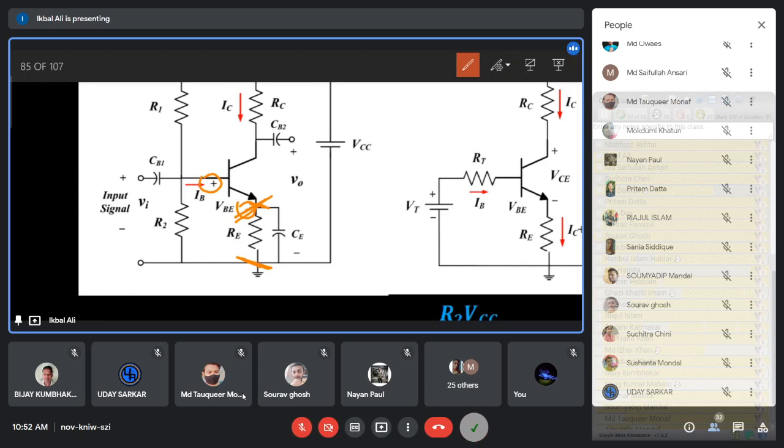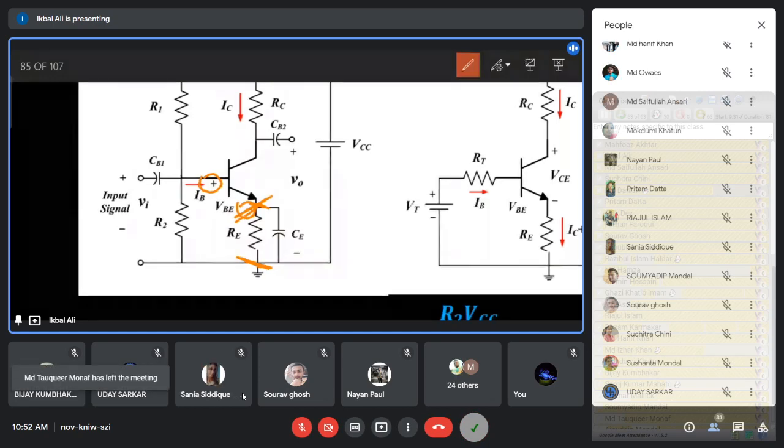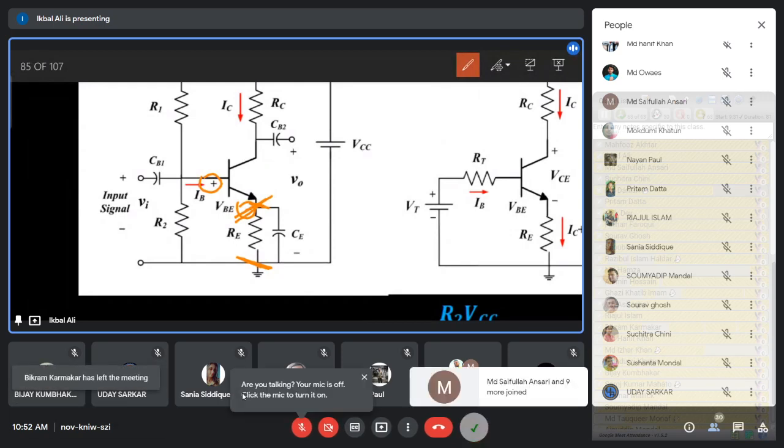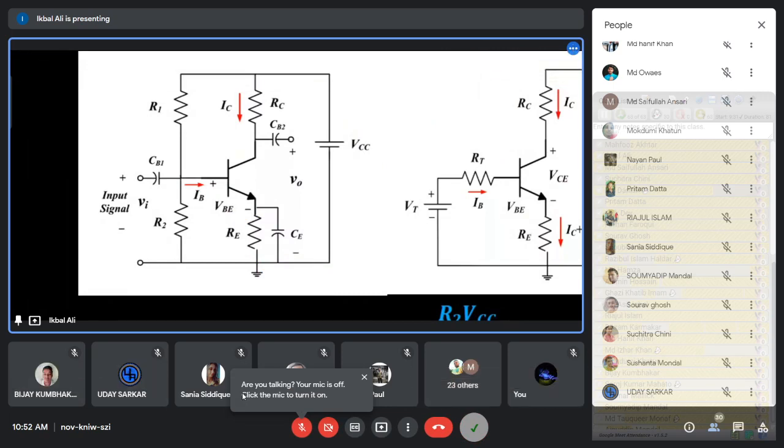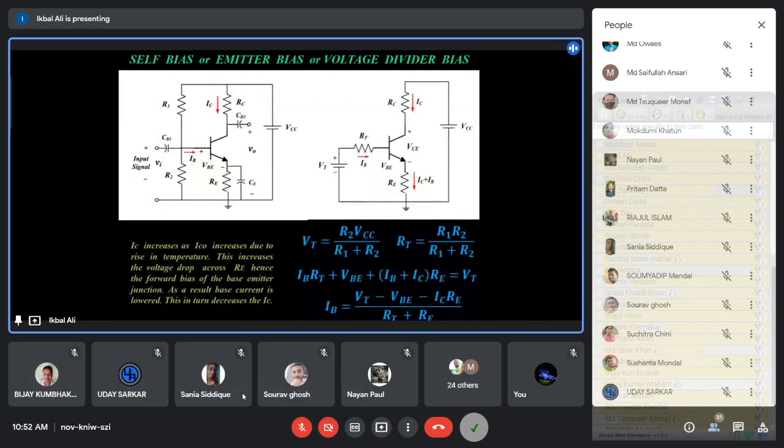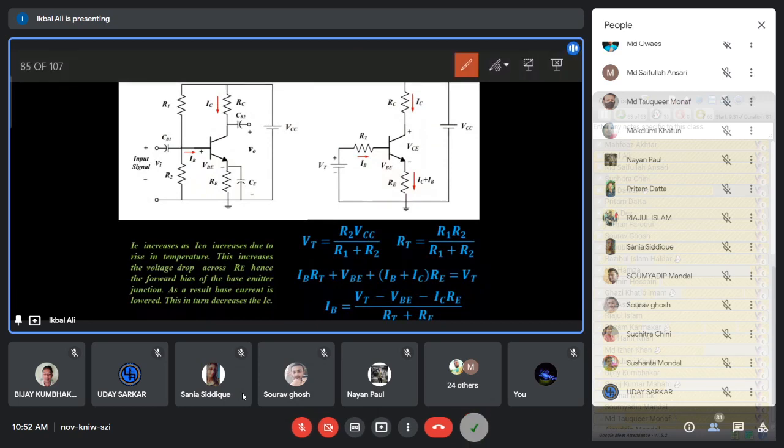If the collector current changes by temperature, then it will automatically be set back to its original value by this feedback mechanism. Similarly, if the collector current changes by any other means, due to this RE resistance, this circuit will automatically make the collector current stable. That is why this circuit is the most stable circuit compared to the other two circuits, because of this emitter resistance connected between the emitter and the ground.